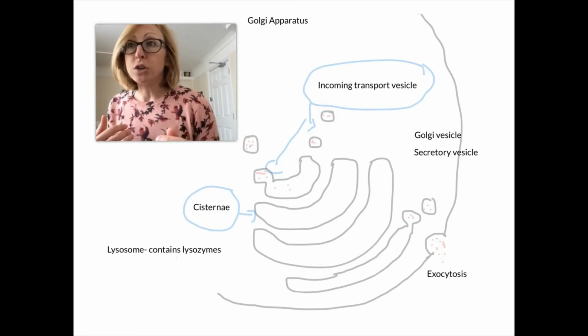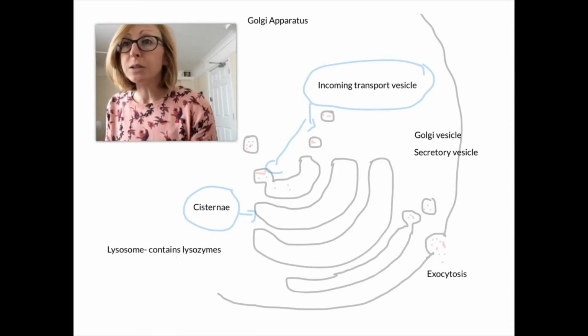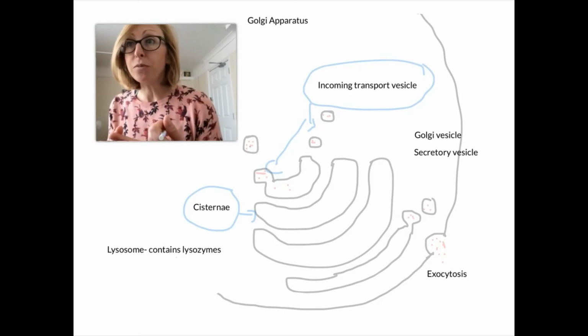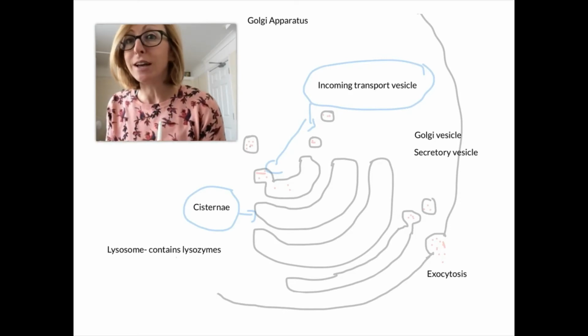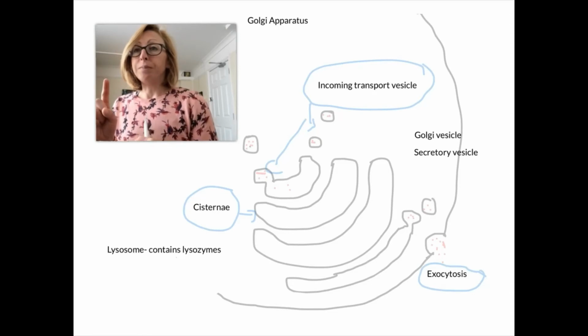What's the Golgi going to do? It's going to take any of these proteins or carbohydrates that come into it. It's going to process them. It's going to package them, ready to go off somewhere else, either inside the cell or to leave the cell by exocytosis, like we can see down in the bottom right corner.